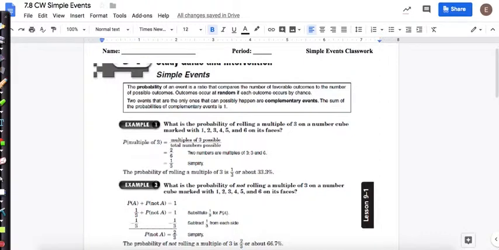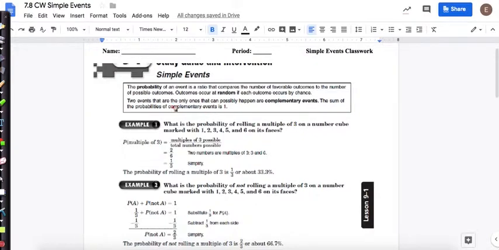A simple event is where one experiment happens at a time and it has a single outcome. We know that the probability of an event is a ratio that compares the number of favorable outcomes to the number of possible outcomes. Outcomes occur at random if each outcome occurs by chance. So basically, probability is the chance of something occurring.